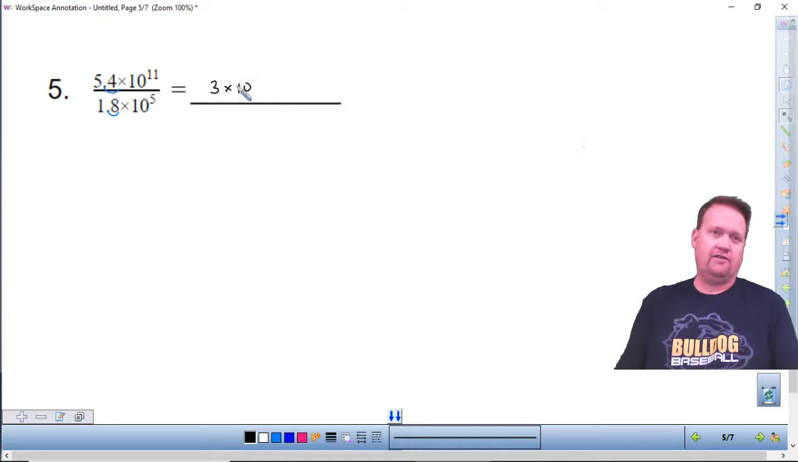Times 10 to the power of, and then we just subtract those. 11 take away 5 is 6. We don't need to do anything else with that problem.